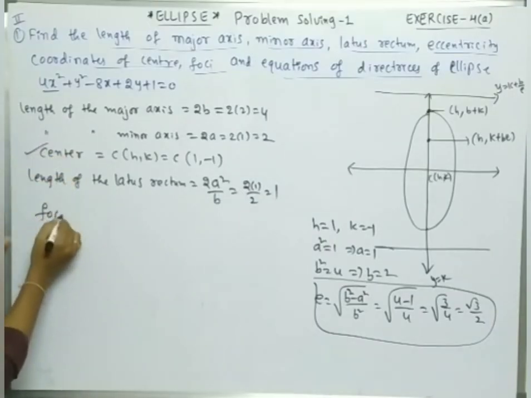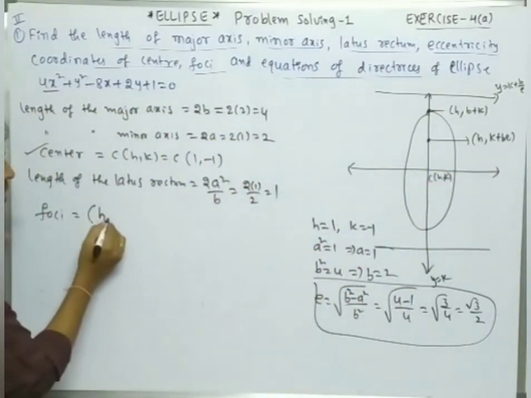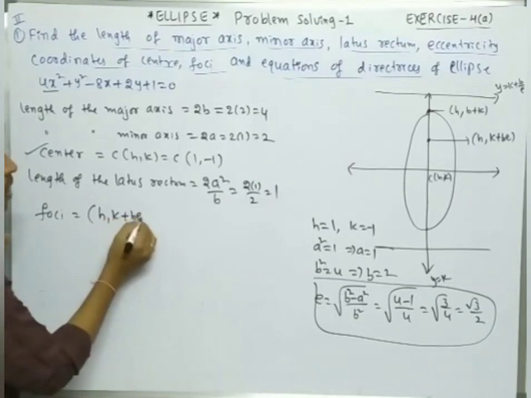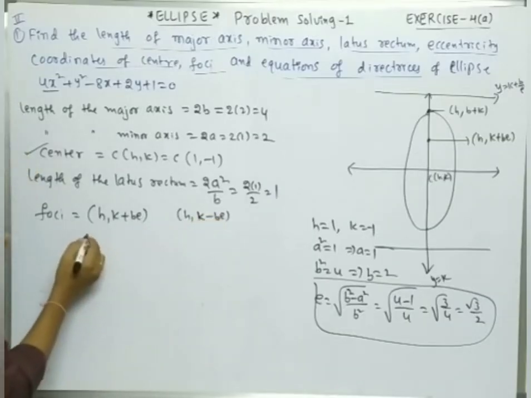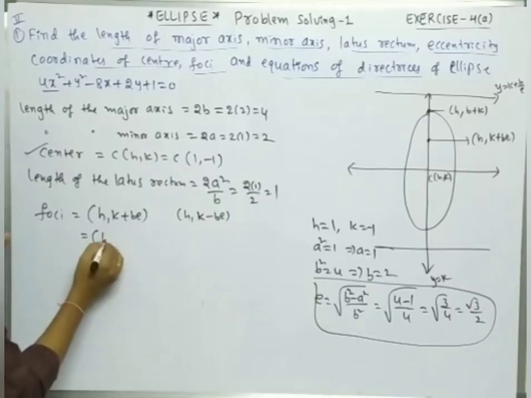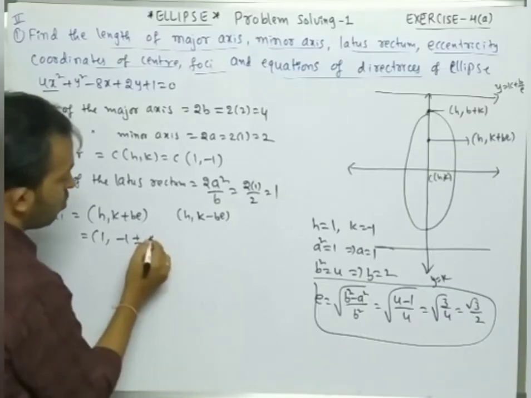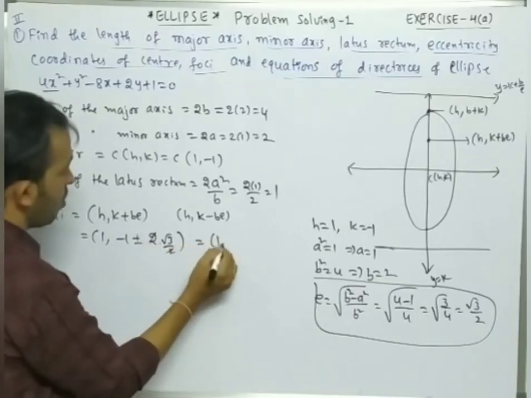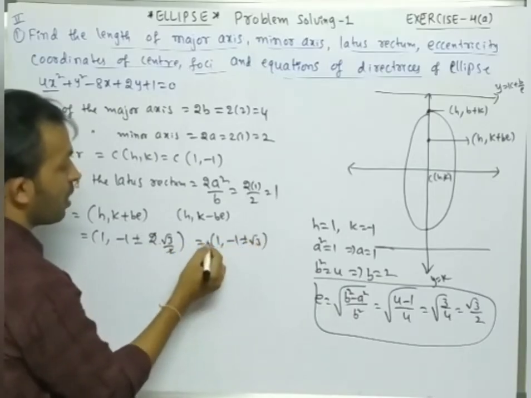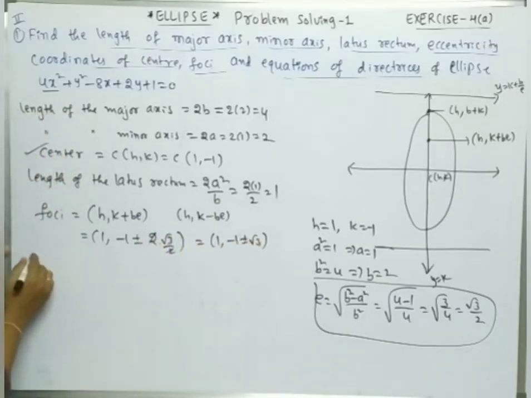Next, foci. The formula is h comma k plus or minus b e. So h comma k plus b e and h comma k minus b e. What is h here? 1, k is minus 1, plus or minus b is 2 into e is root 3 by 2. So this is equal to 1 comma minus 1 plus or minus root 3. That means 1 comma minus 1 plus root 3 is one point, 1 comma minus 1 minus root 3 is another point. Next, foci completed.